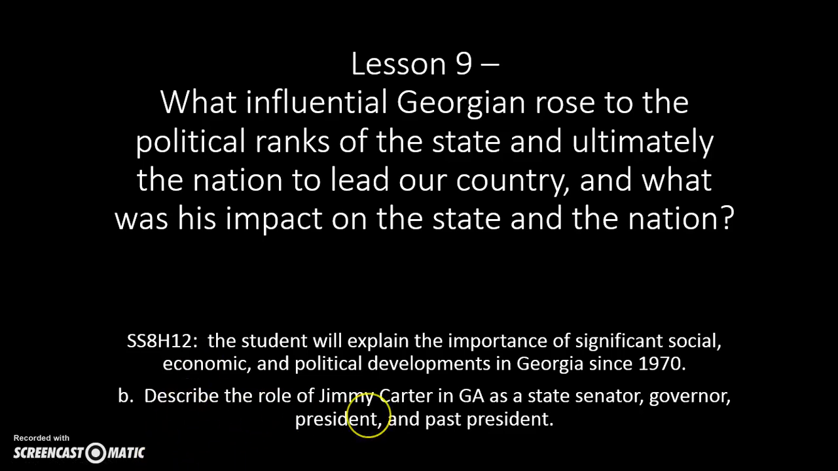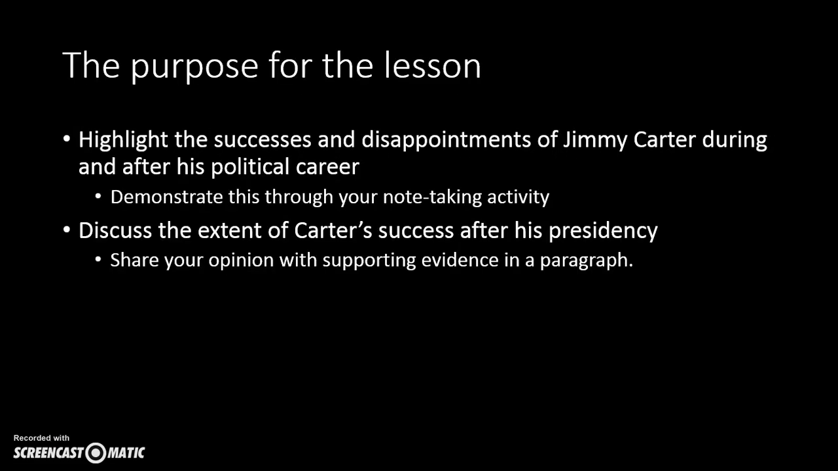And for element B, we're going to look at the impact that Jimmy Carter made on the state and the nation as a senator, governor, president, and past president. And the purpose for this lesson is to highlight his successes and disappointments during and after his political career. And the way that you're going to demonstrate this is through the note-taking activity. And to discuss the extent of his success after his presidency, you are going to have an opportunity to share your opinion with supporting evidence by writing a short paragraph.